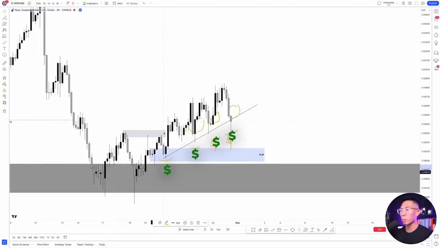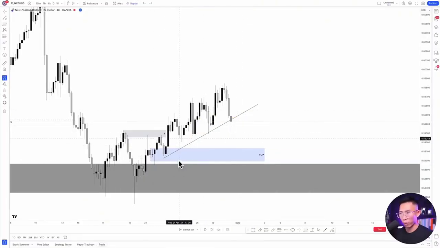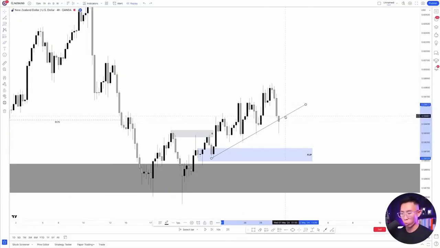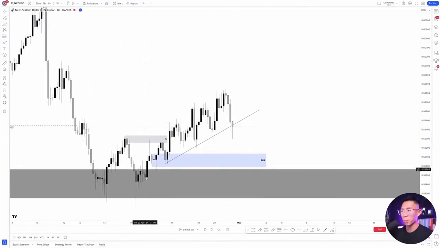There's also liquidity below this low right here. So in this example, price has not swept the liquidity whatsoever. So what we could potentially do is wait for the liquidity sweep to happen. Wait for price to sweep all this available liquidity, and then we enter for the trade.